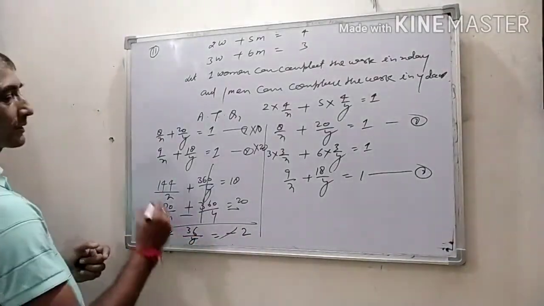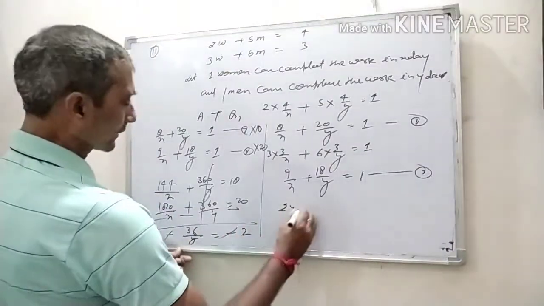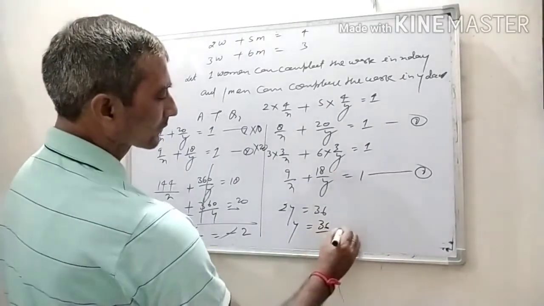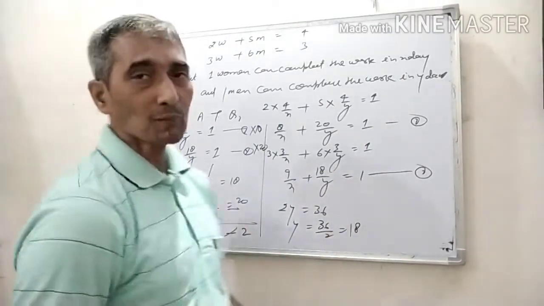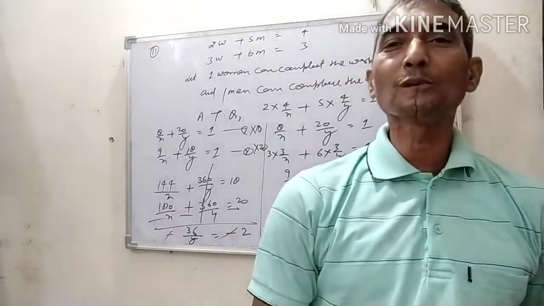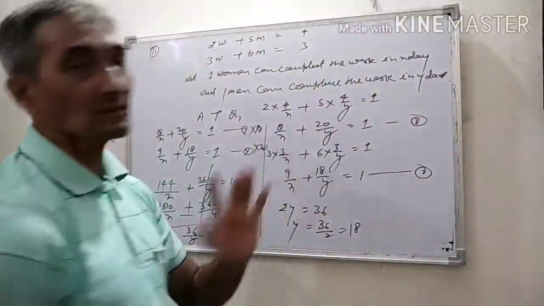Minus will be also cancelled. So then 2y equal to 36. Now y equal to 36 by 2, that is 18. What is the meaning? That means one man can complete the total work in 18 days.